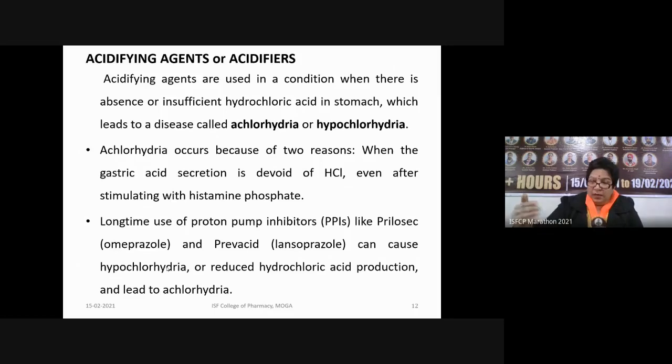Then the acid forgets to release, or the parietal cells snub releasing the protons or the hydrogen ion or the acid. So that is also one of the reasons why the hydrochloric acid is not generated or released in the body. Then it can lead to hypochlorhydria, or reduced hydrochloric acid production, and ultimately lead to achlorhydria.